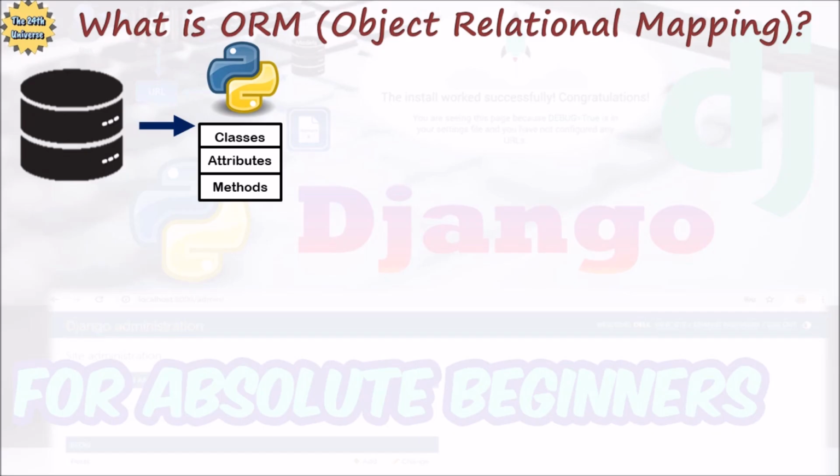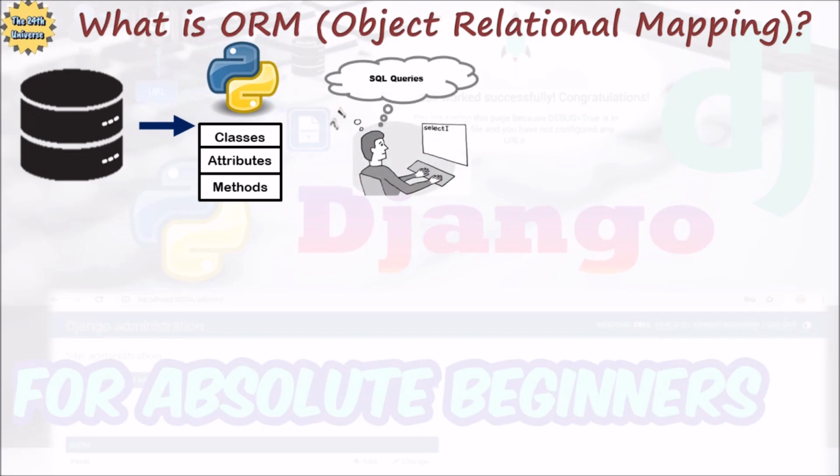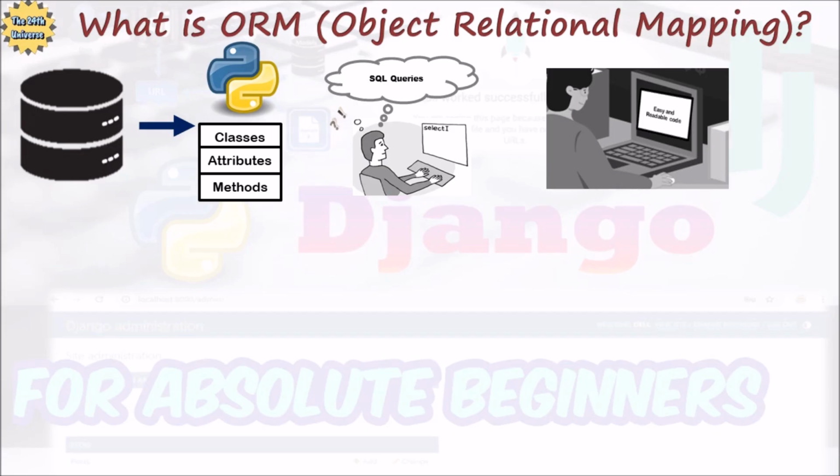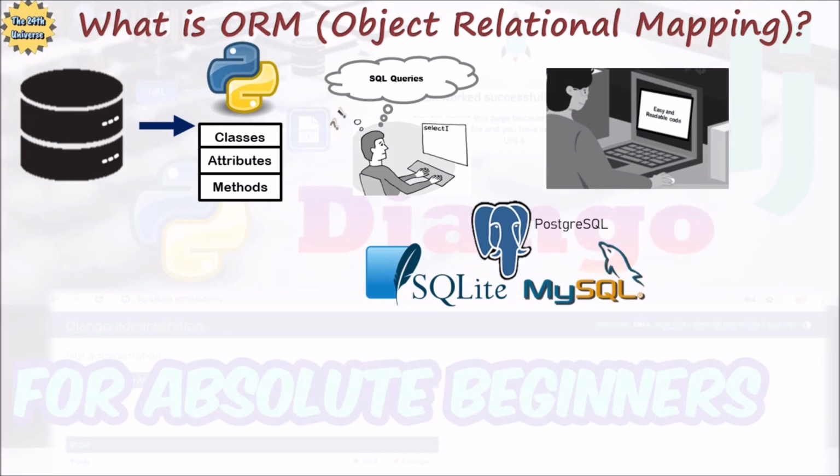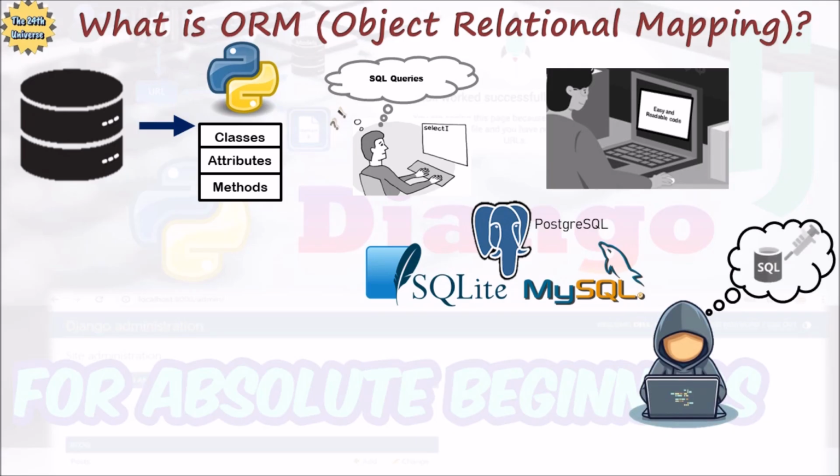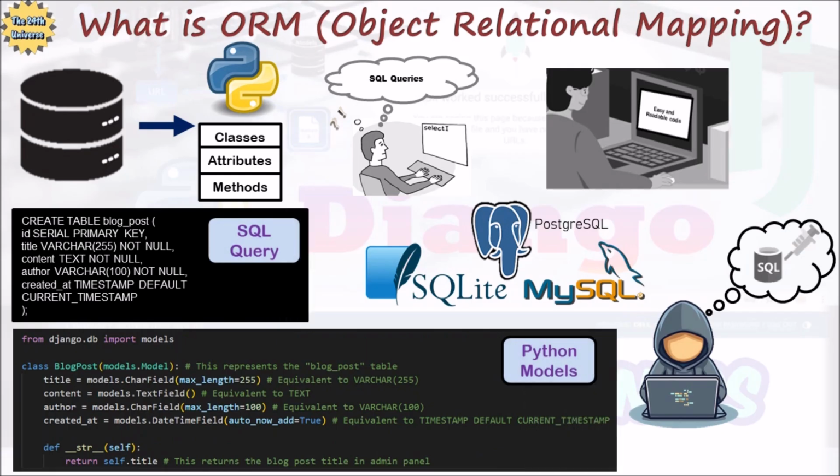The first is, it eliminates the need to write raw SQL queries, makes database operations easier and more readable, works with multiple database systems, that is SQLite, Postgres, MySQL, etc., and provides built-in security against SQL injection, which is one of the most common web hacking techniques. Django ORM works by allowing you to define database tables using Python models in models.py. You can see the example here of SQL code and Python code.